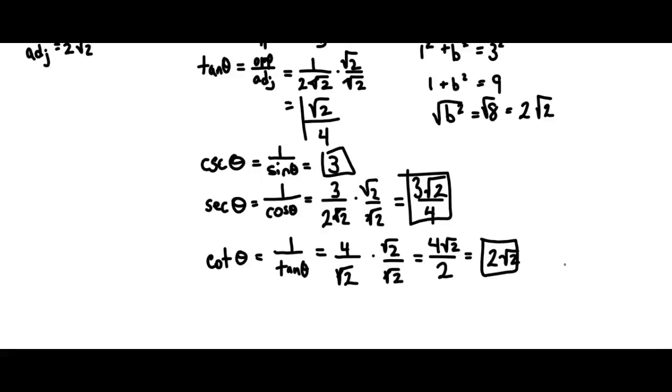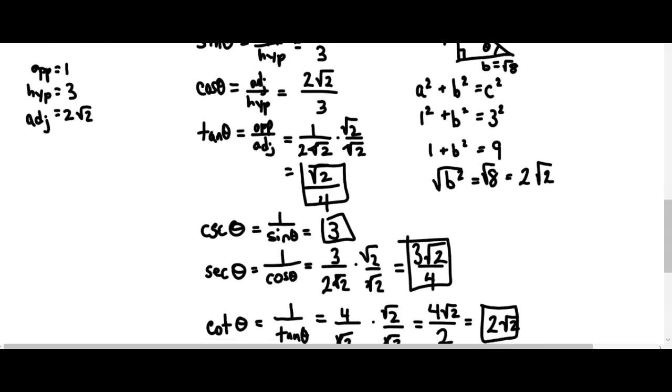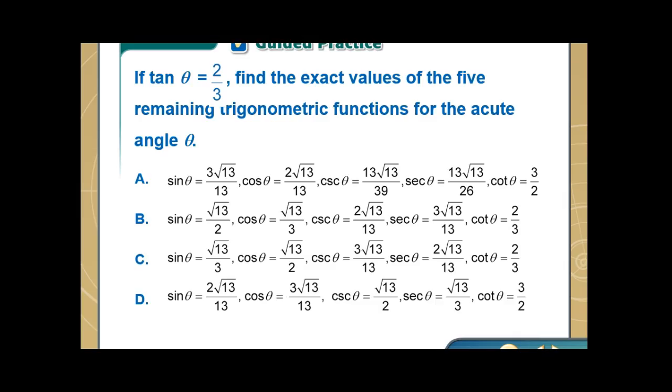And box them so you can see which your answers are. There we go. So then one last problem for you to try. Given tangent of theta equal to 2/3, see if you can find the 5 remaining trig functions for these ratios.